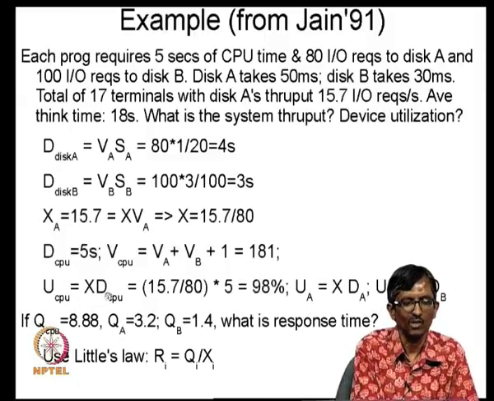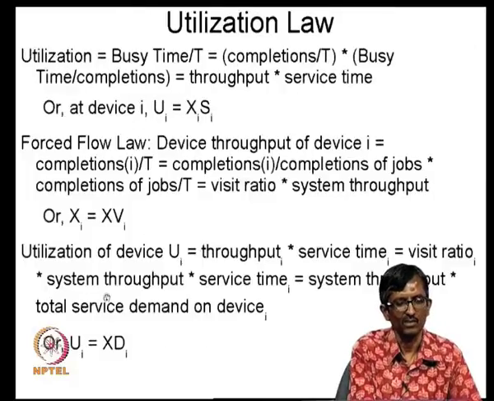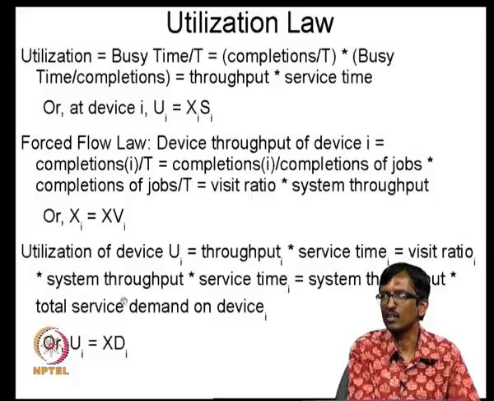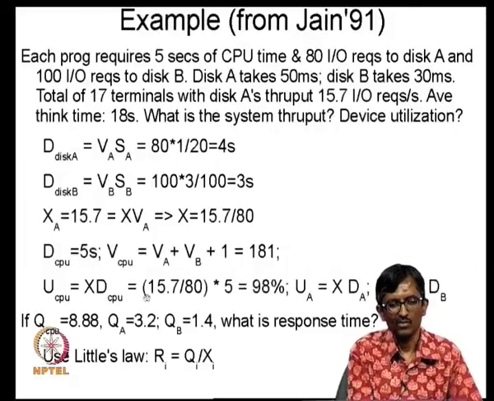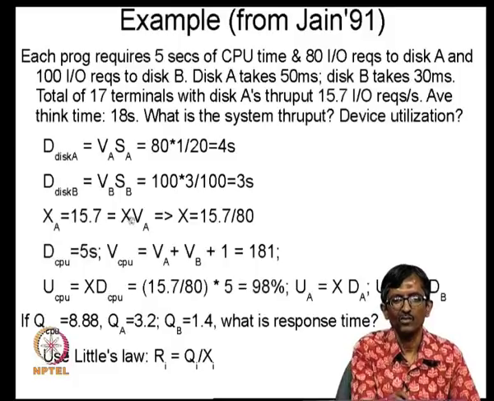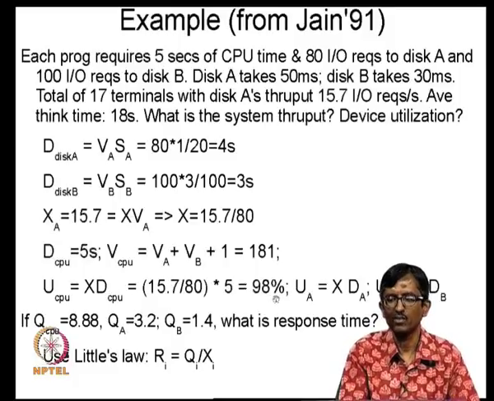Okay. And now, you will notice that the utilization of CPU is going to be given by the throughput of the system multiplied by the total demand in the system. Again, it comes back from the same thing, utilization of a device, because the CPU also is like a device. So, you know already X, and you know the demand on the CPU, which is 5 seconds. So therefore, you can see utilization is 98%.